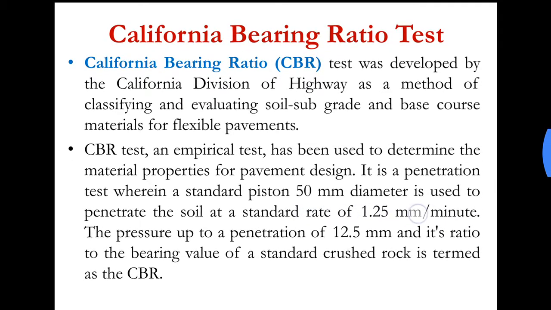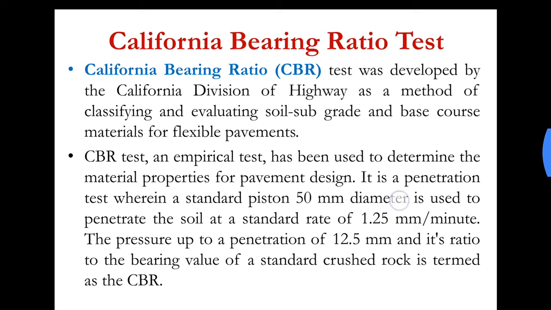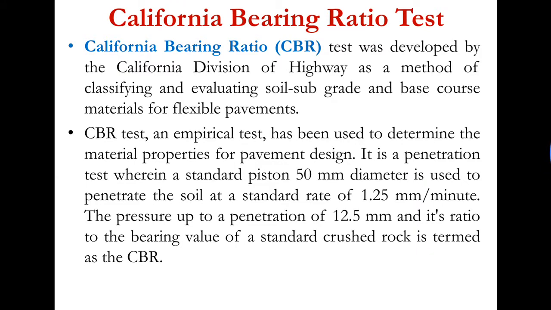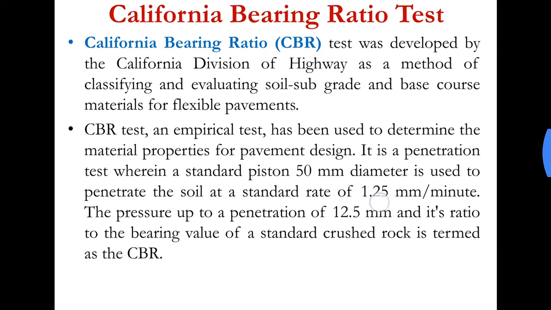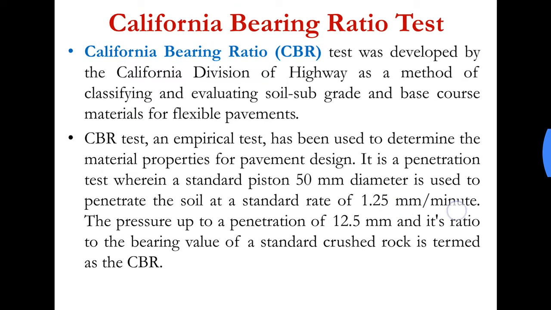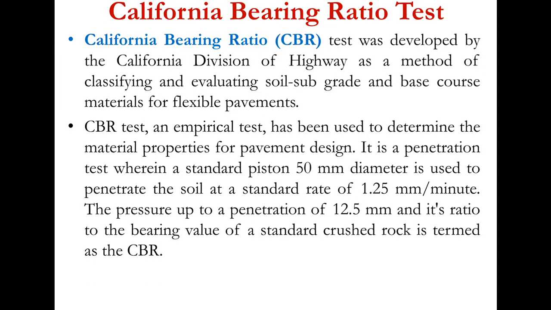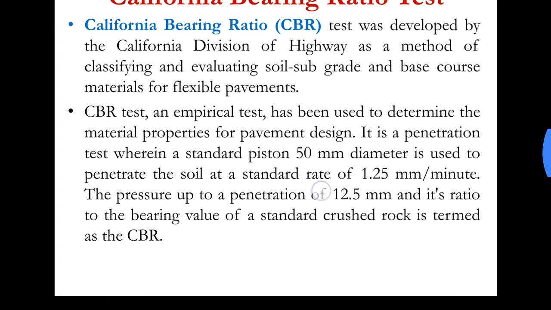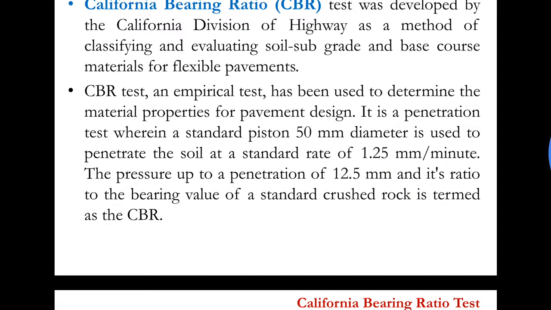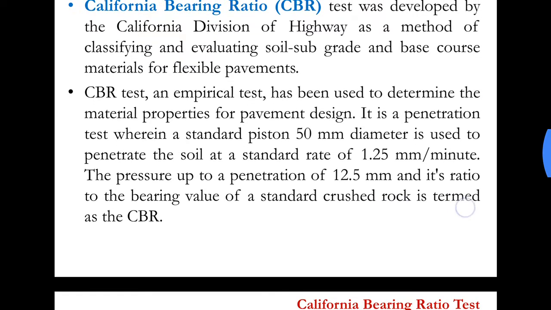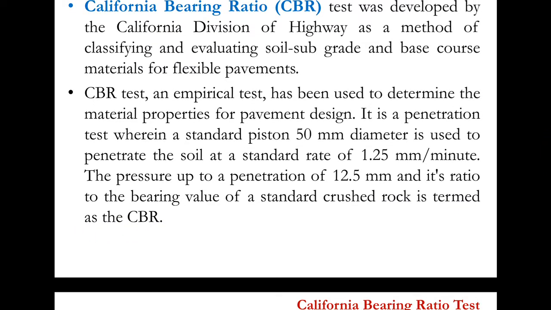So in this CBR test, what we do is we use a 50 mm diameter piston or cylinder, which penetrates the soil at a standard rate of 1.25 mm per minute. This means that every minute there would be a standard penetration of 1.25 mm. The pressure up to a penetration of 12.5 mm and its ratio to the bearing value of standard crushed rock is termed as CBR. So CBR is nothing but an indicator of the stability or the strength of the soil.